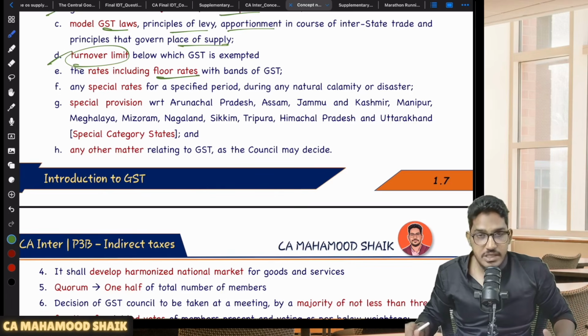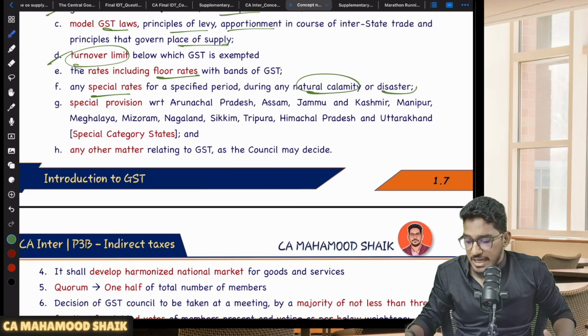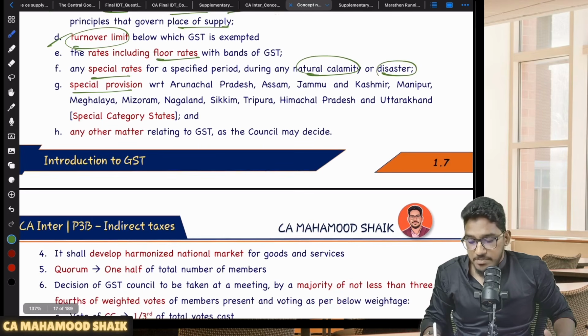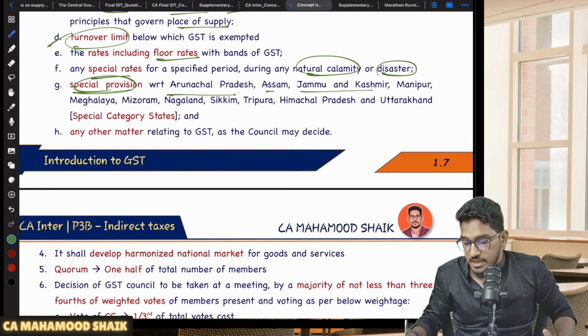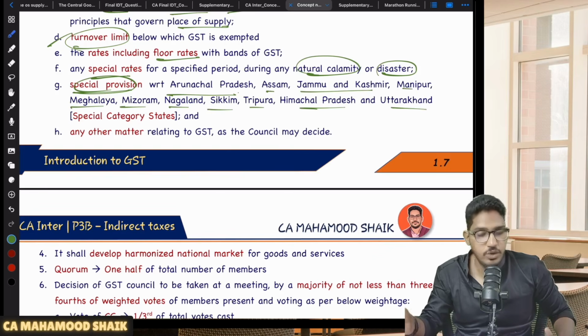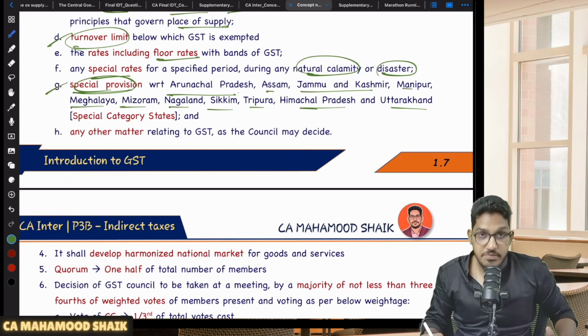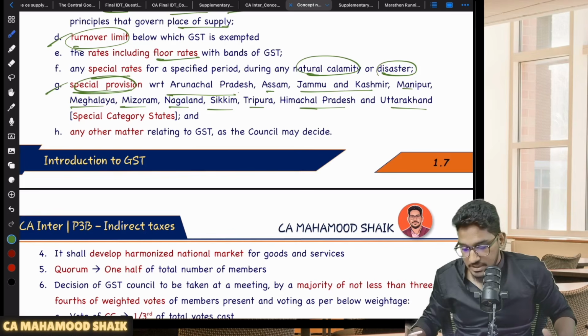And rates of GST, any special rates for certain duration during natural calamity, disaster and all. And also we have special category states. For these special category states, they will decide on special provisions. What are special category states? Arunachal Pradesh, Assam, Jammu Kashmir, Manipur, Meghalaya, Mizoram, Nagaland, Sikkim, Tripura, Himachal Pradesh and Uttarakhand. For these special category states, we have special provisions also, which we are about to see in our subsequent chapters.